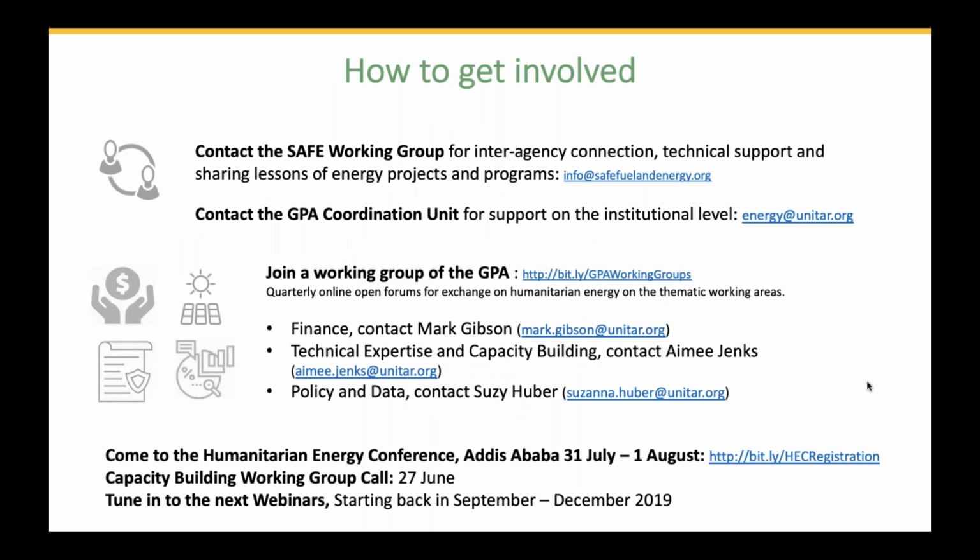How to get involved? Again, we are open for everybody. You can see on the slide, we have a generic email address, energy@unitar.org. You can send your requests to that, then we can guide you to the 5 working groups. And also, if you have certain ideas in mind already, you can find the email addresses from the team, Mark, Amy, and Susie, and just send them an email and we'll get back to you.